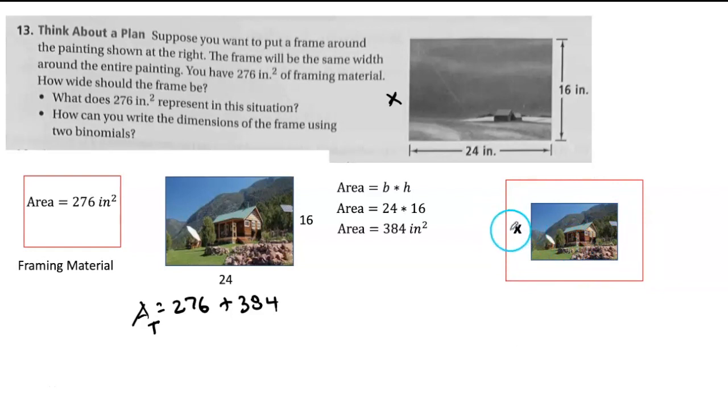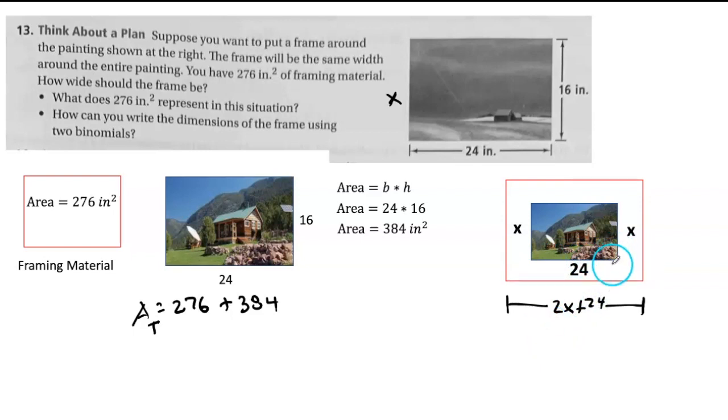So I know that the width of the frame is x. I'm going to put x all around it. The base of my painting is 24, and the other side is x. Can I find the new base? Yes, this x plus that x gives me 2x, plus the base of my painting.